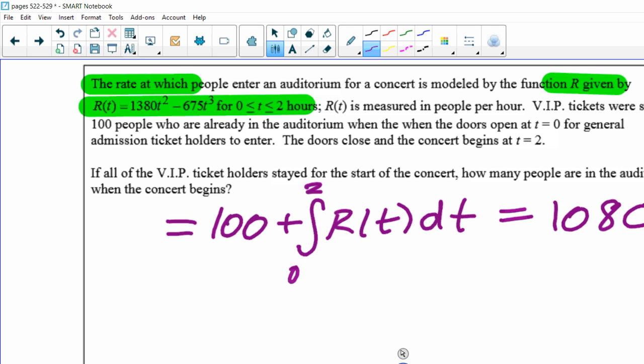We are finished. Don't forget, in this case, that plus 100, don't forget that starting amount, if there is one. Don't forget it, because that's a real easy thing to do. You're so excited about getting the integral right, you forget the 100. So don't forget that piece.